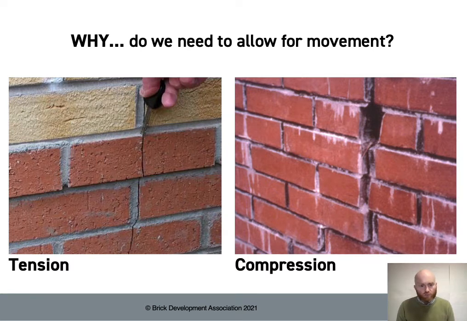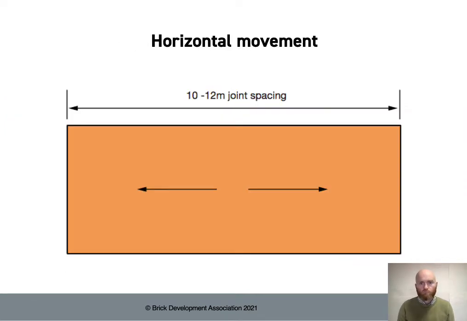To make sure that we don't end up with those unsightly cracks in the masonry, the solution is to introduce movement joints into the design to allow the brickwork to move and expand into those joints and avoid those internal stresses building up in the brickwork. The golden rule for allowing for the movement is to introduce movement joints at maximum spacings of 12 meters.